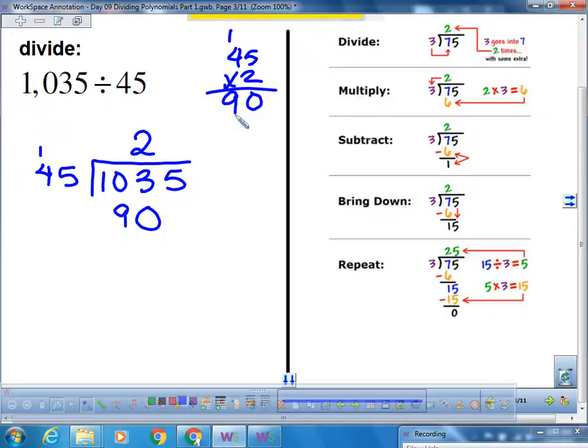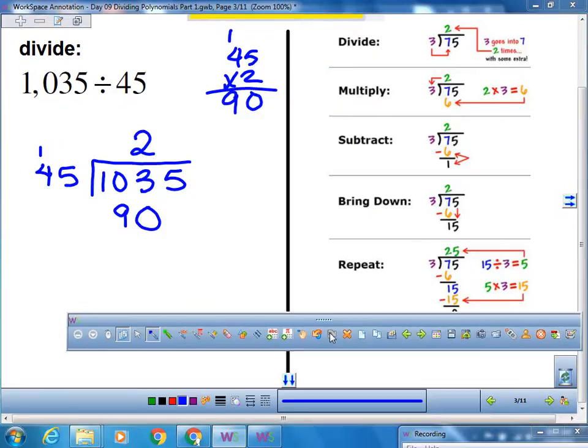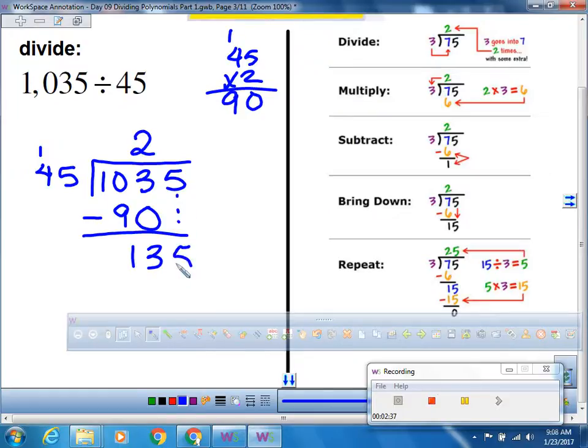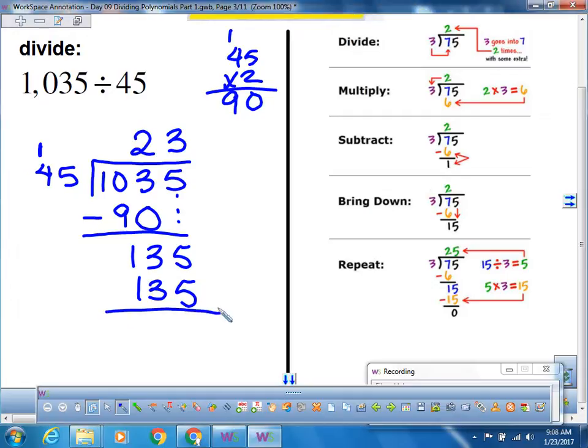All right, so I'm going to draw the line and change the sign. 3 minus 0 is 3. 10 minus 9 is 1. Bring down the 5. 45 goes into 135. It might go in 3 times. Let's try. 3 times 5 is 15. Carry the 1. 3 times 4 is 12, plus the 1 is 13. Draw the line. Change the sign.